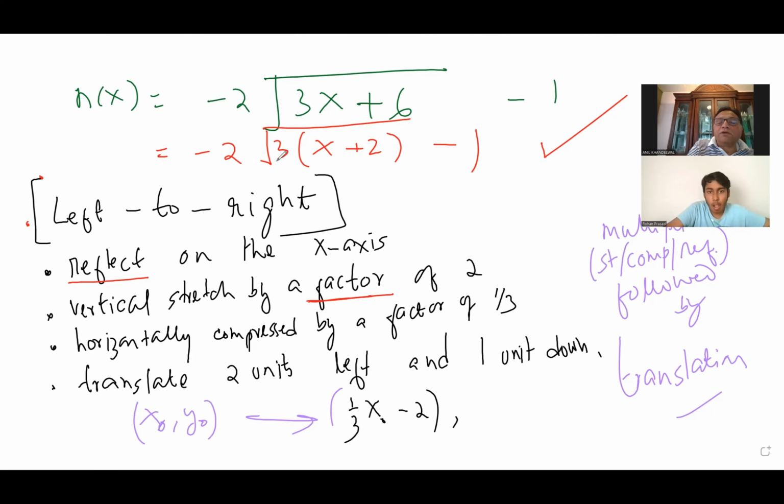Okay. Y values, what will happen? It'll be negative 2y, because it is getting reflected, right? Minus 1. Okay. Make a note of all this.